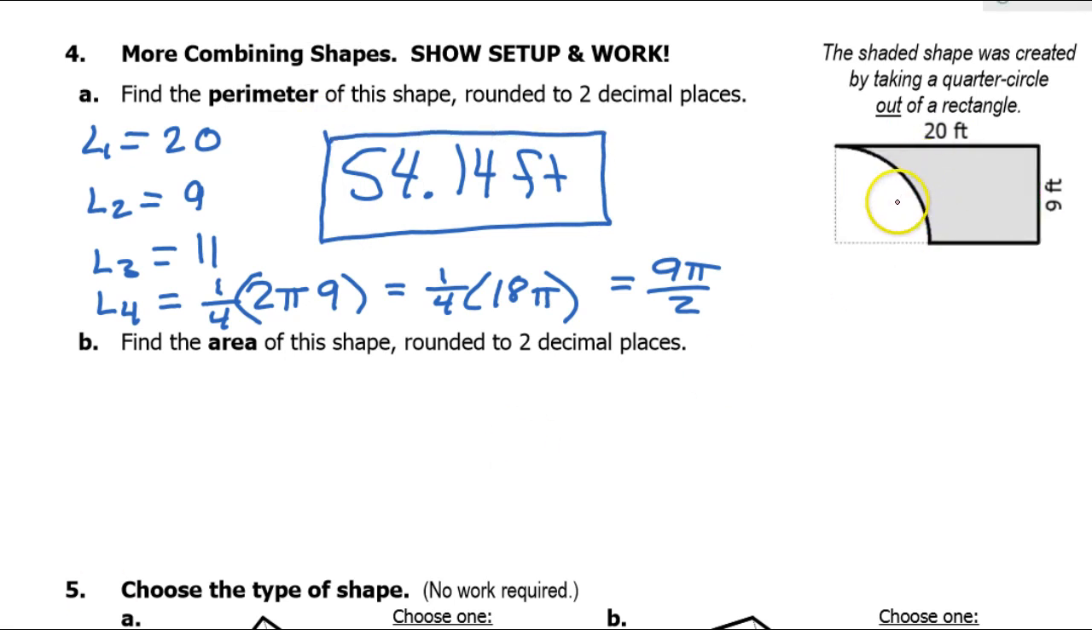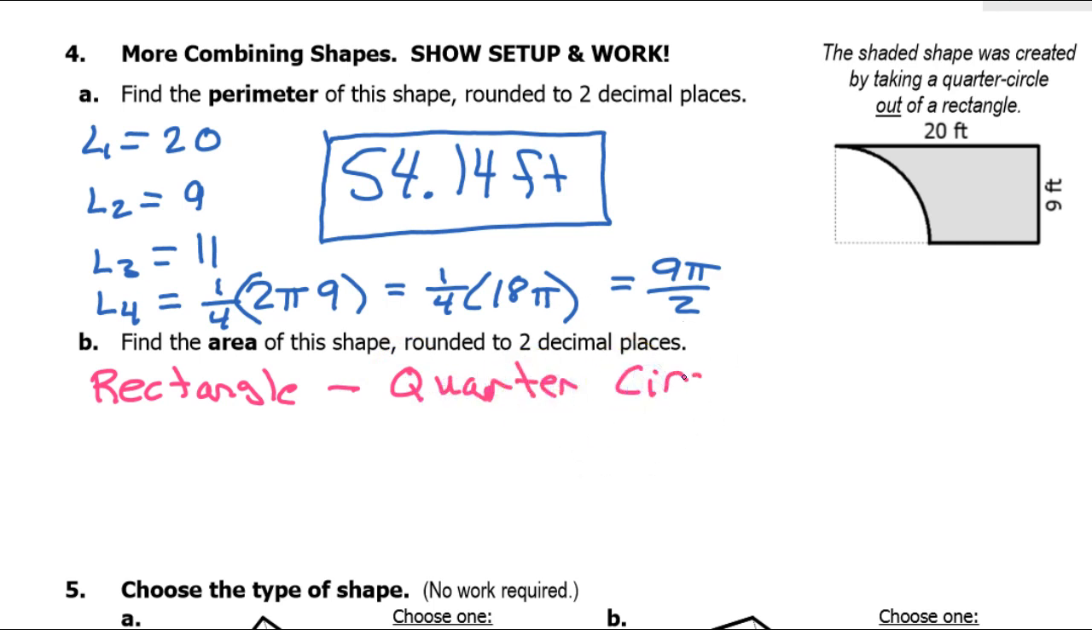Now, like I mentioned a minute ago, the area is going to be really interesting here because this shape is a combination of shapes, but it's not the addition of 2 shapes. It's really a rectangle with a quarter circle taken away. So this is going to be subtraction. So you can see this as a rectangle minus the quarter circle. So that's what we're doing.